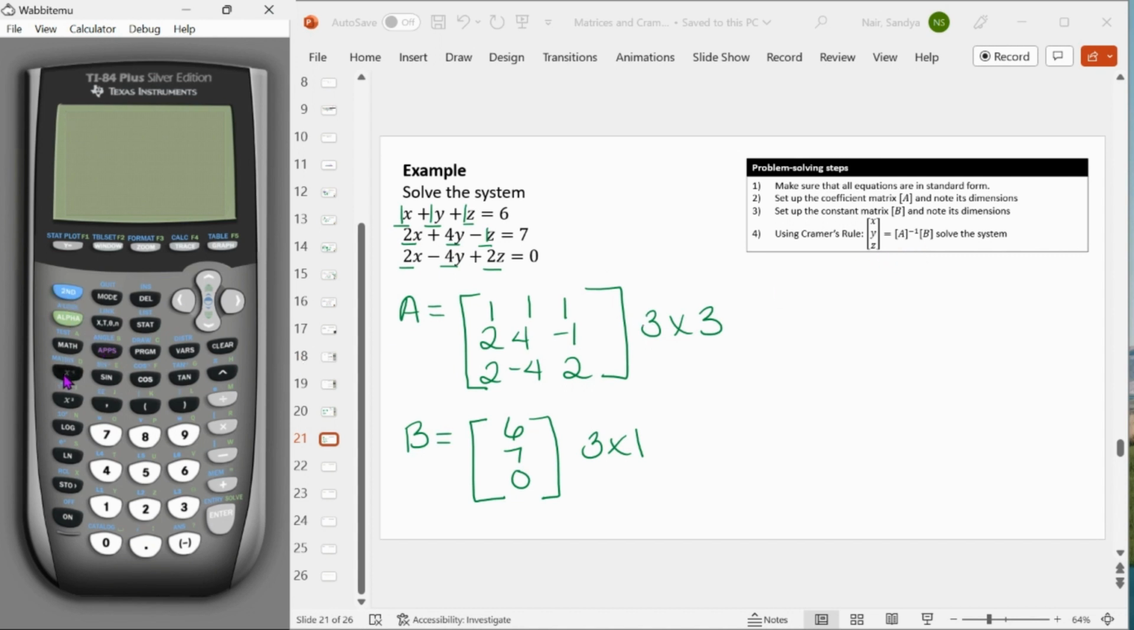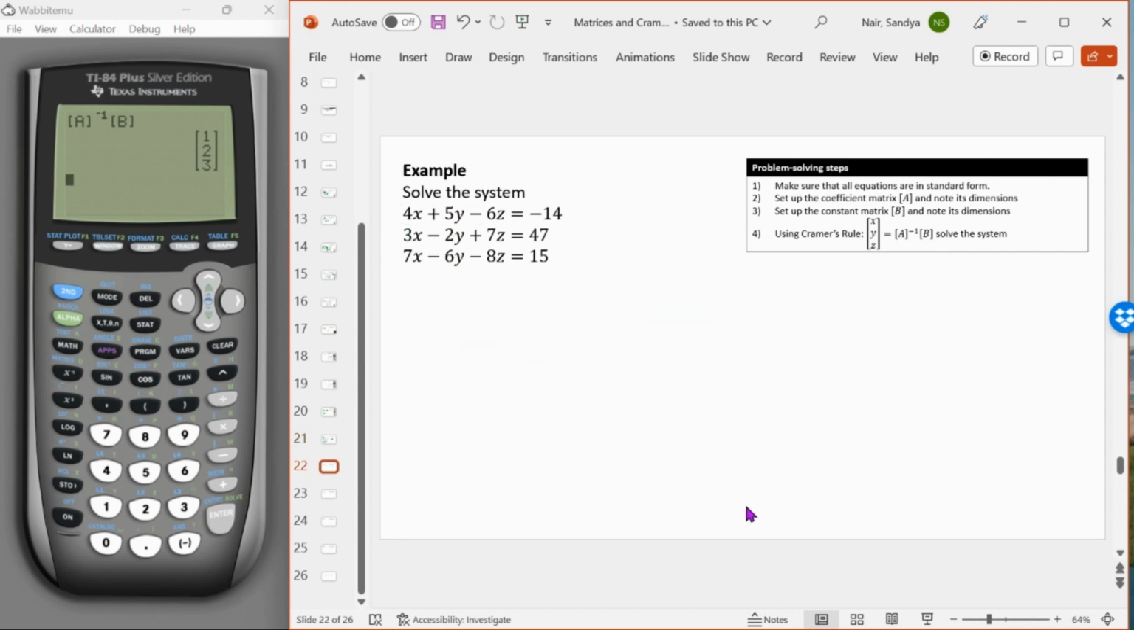So I do second matrix, and remember now I'm going to choose the matrices from my names menu. So I have A, and then I do inverse, and then second matrix. Once again from the names menu, I'm going to choose B. So when I hit enter, it gives me my solution, which is going to be 1, 2, 3. And remember, we always need to write our solutions as an ordered triple.